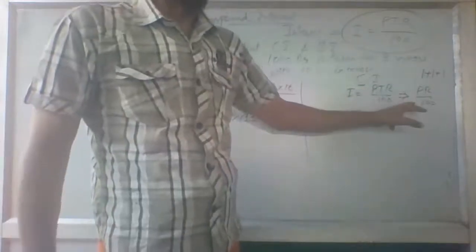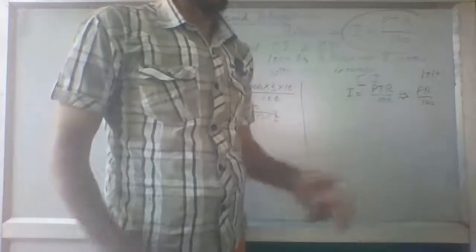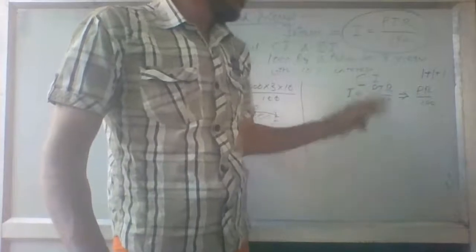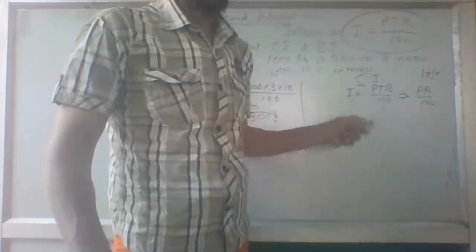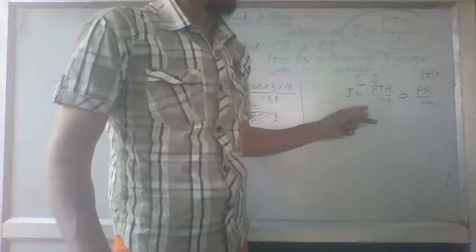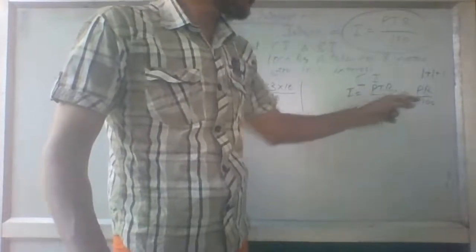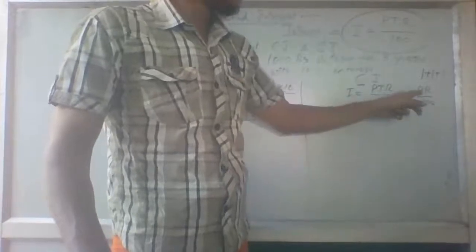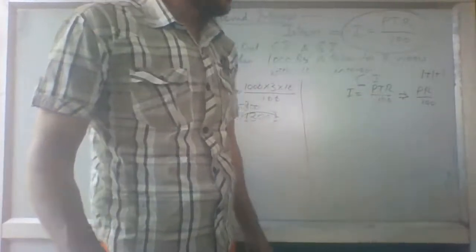But you don't use this formula. This is only I am telling you for your knowledge base. Actually the formula is PTR upon 100. You have to mention the time over here because you will get one number for the formula using PTR upon 100. If you use this formula PR upon 100, the teacher can think that you have forgotten the time here, so he may cut one number for you.